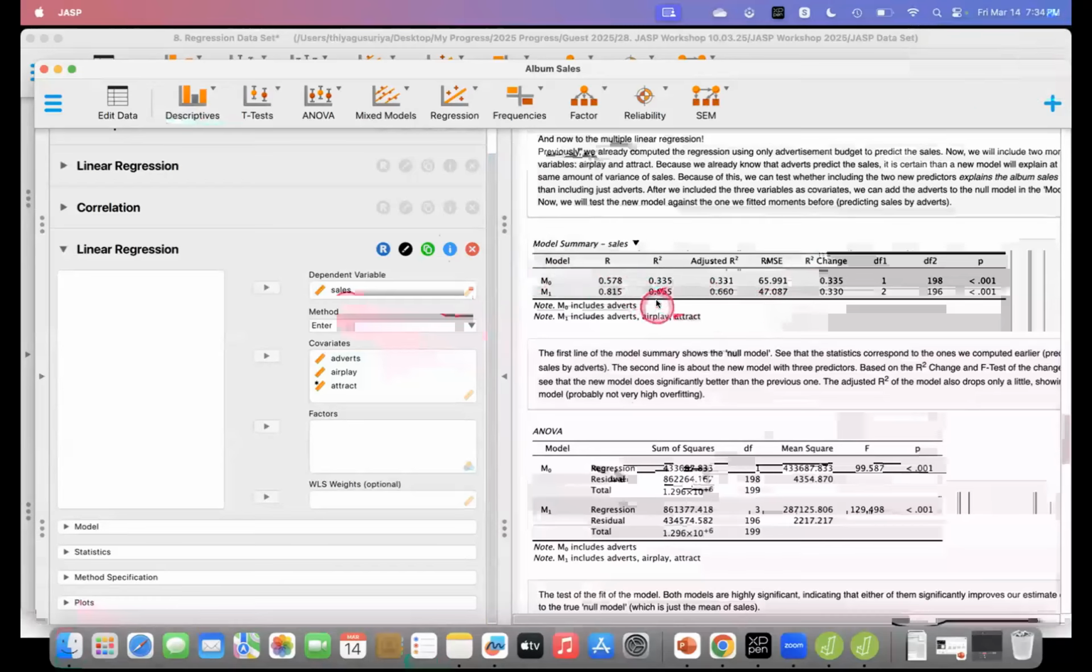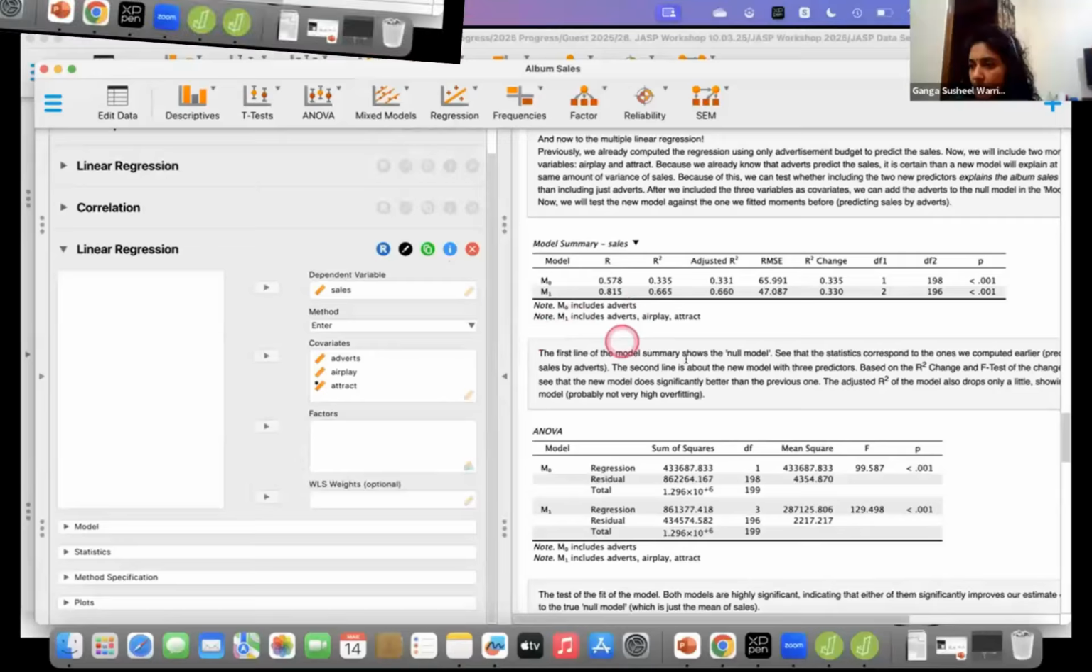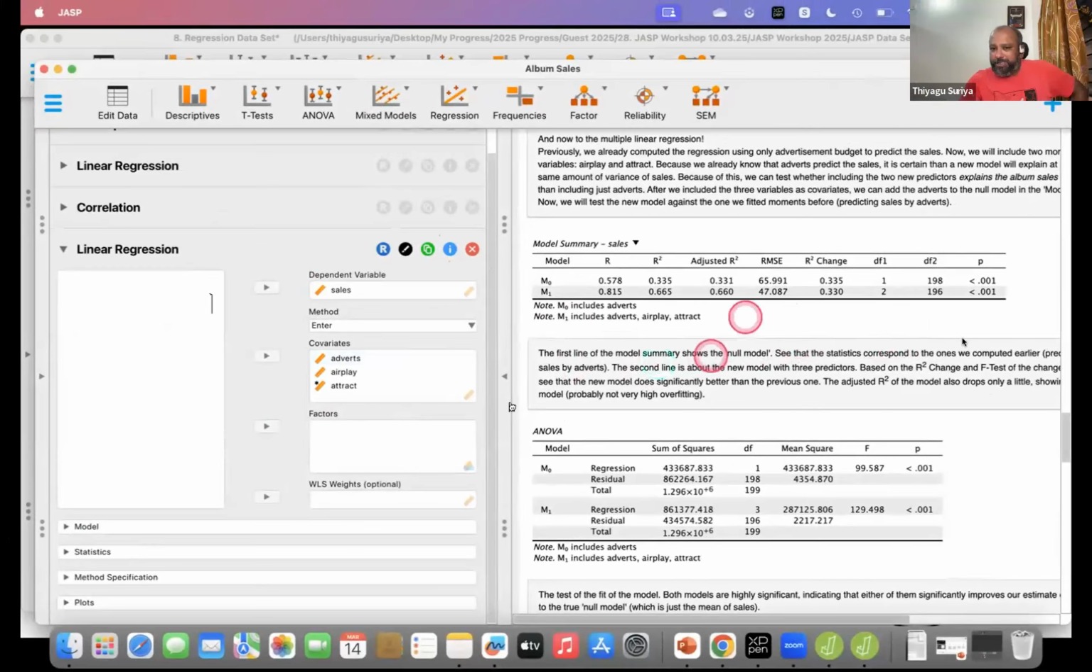What is the R square value? 66.5%. So 66.5% of the variance in the dependent variable is explained by the independent variables. Okay. Now we can see one more thing here that is not visible.